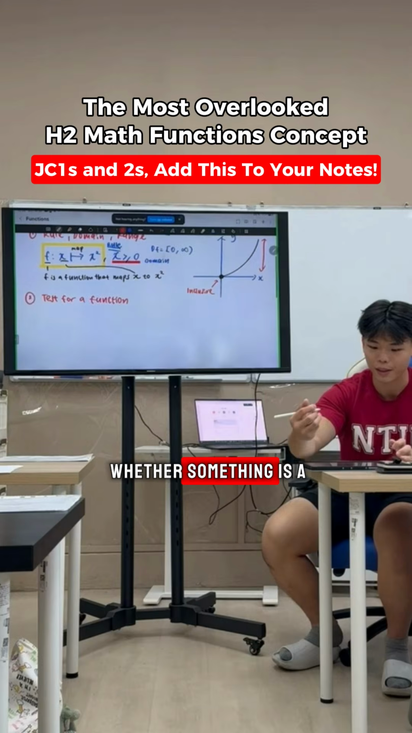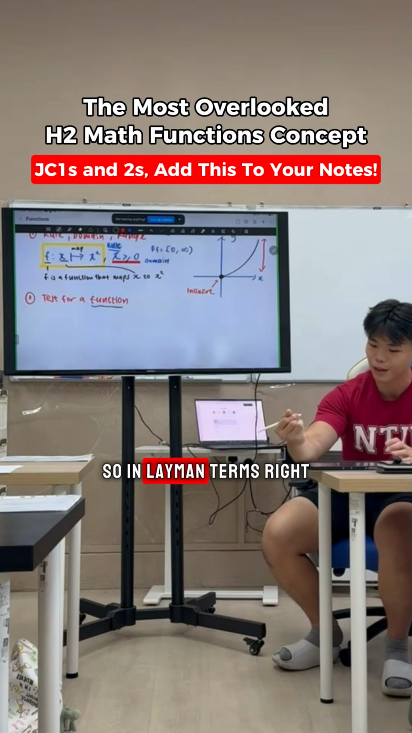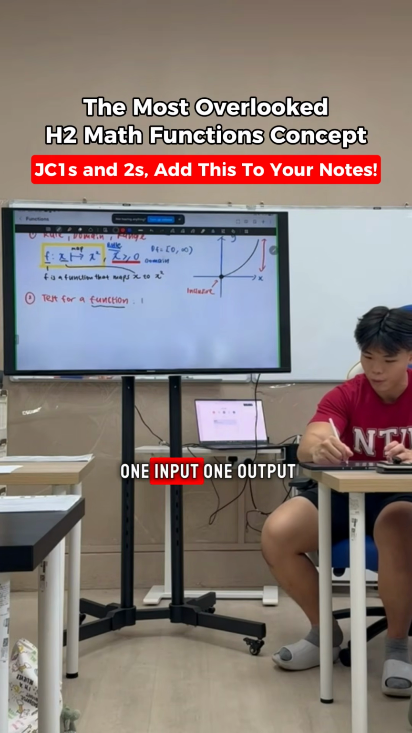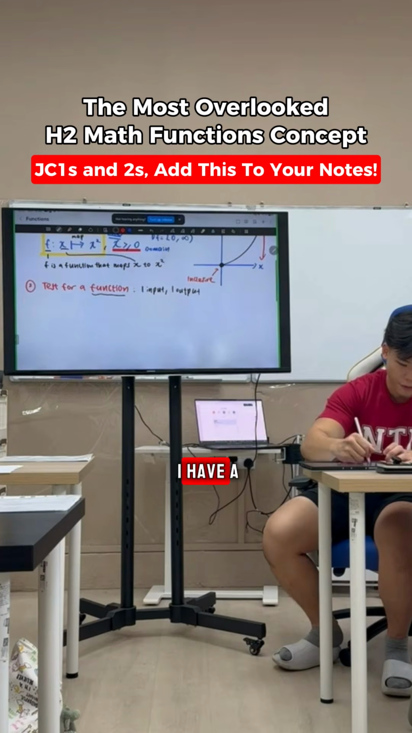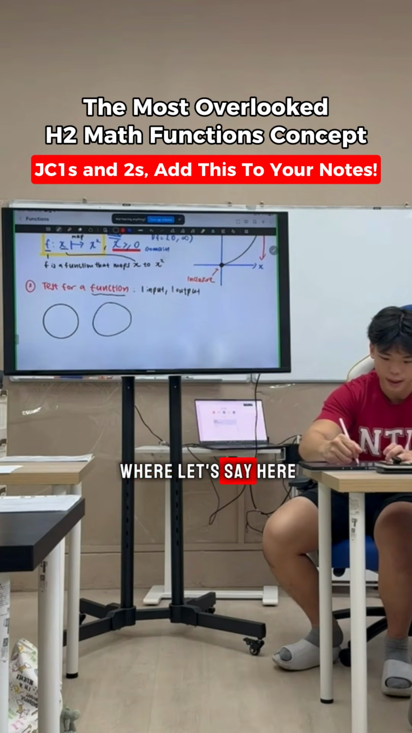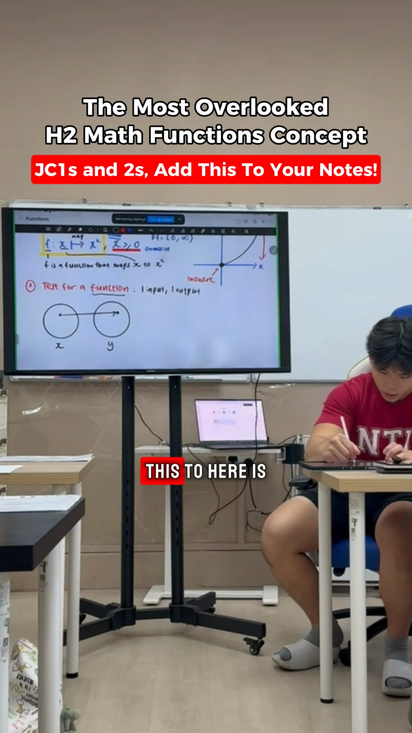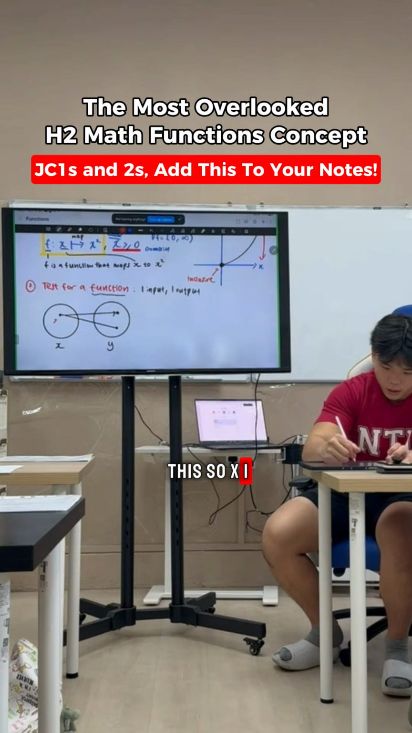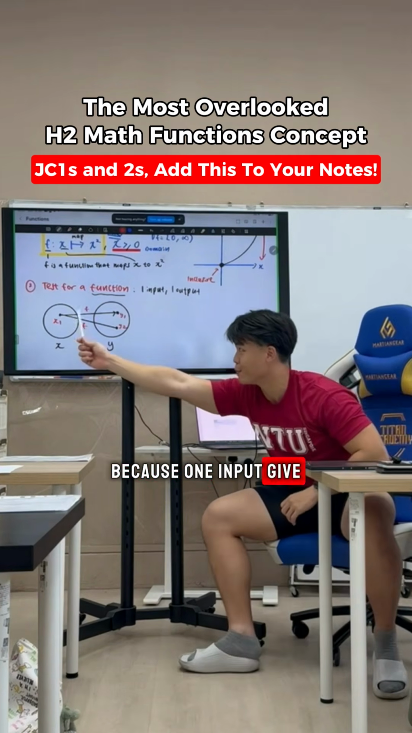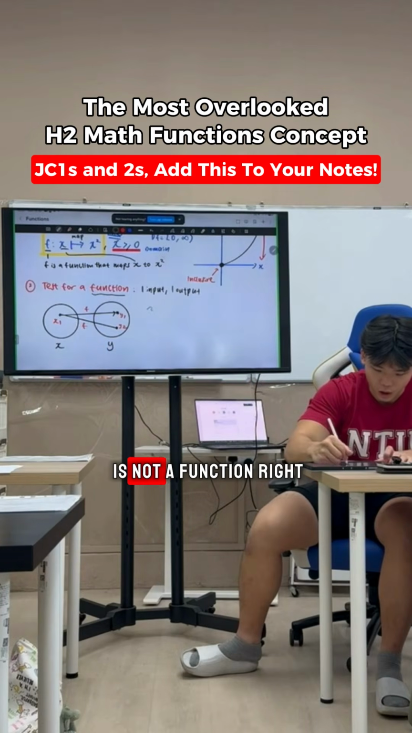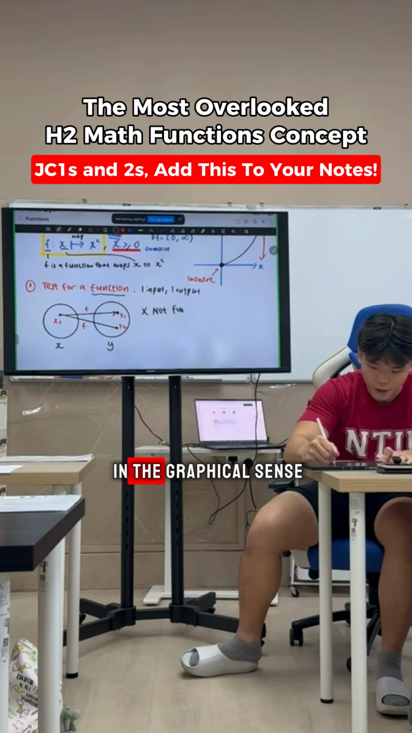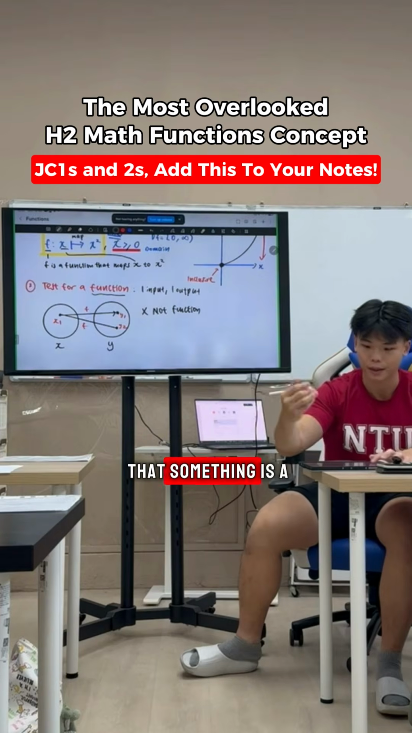How do we know whether something is a function or not? So in layman terms, a function is basically one input, one output. So if, let's say, I have a diagram like this, where here is x and here is y, and I have something that looks like this, where this goes to here and this goes to here: x1, y1, y2, f. Is this a function? No, right? Because for one input, you get two outputs. So this one is not a function. But in the graphical sense, how do we show that something is a function or not?